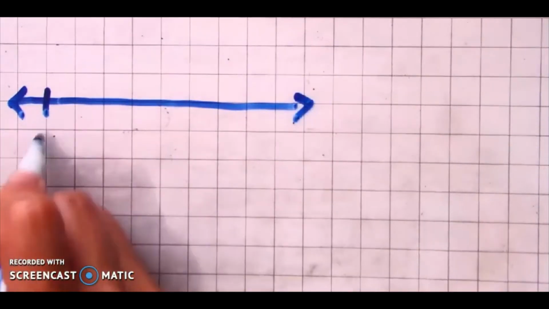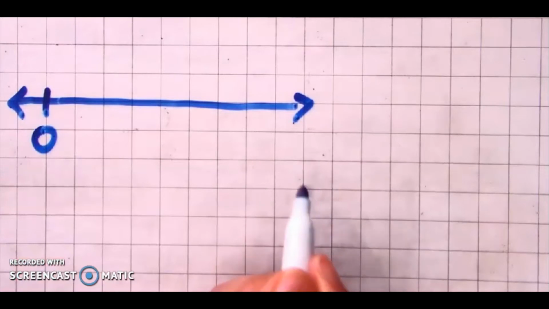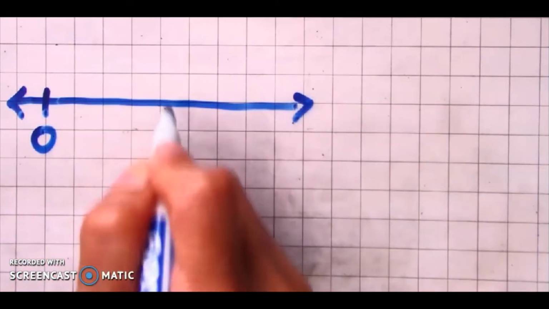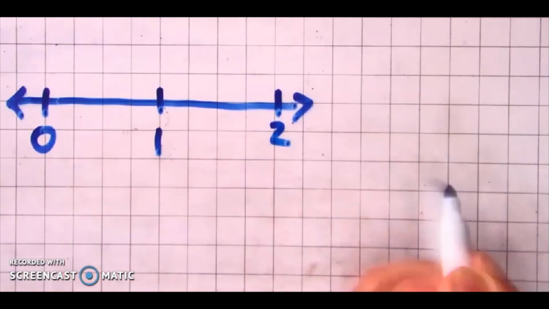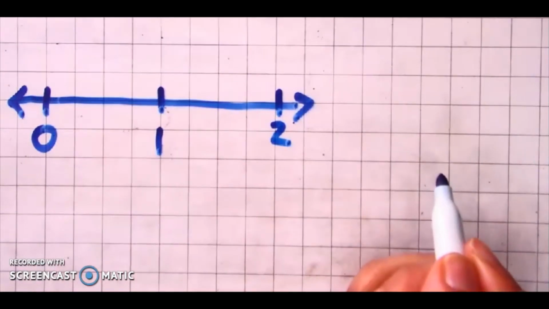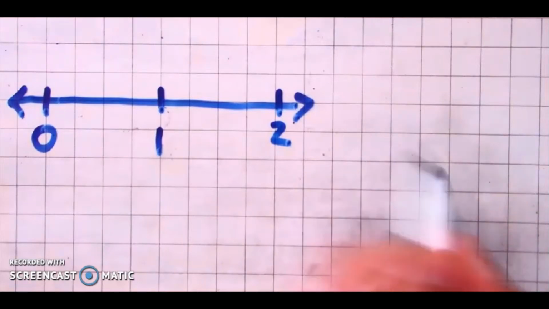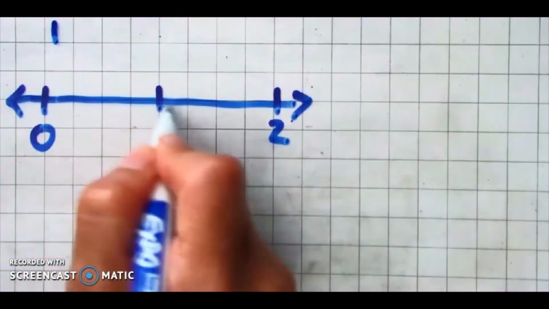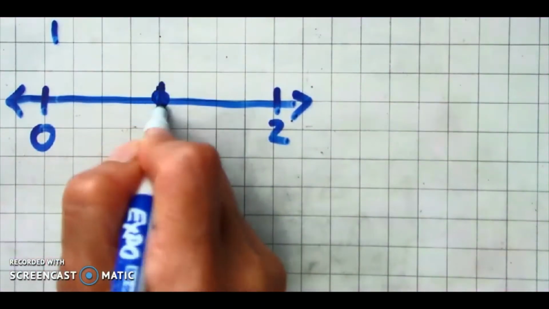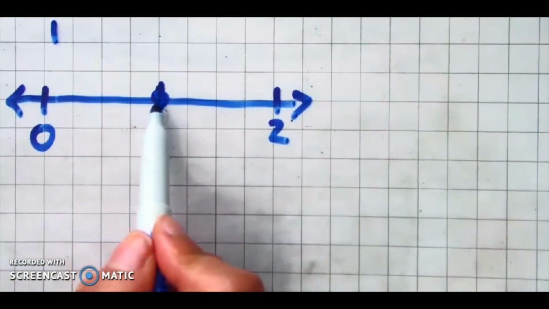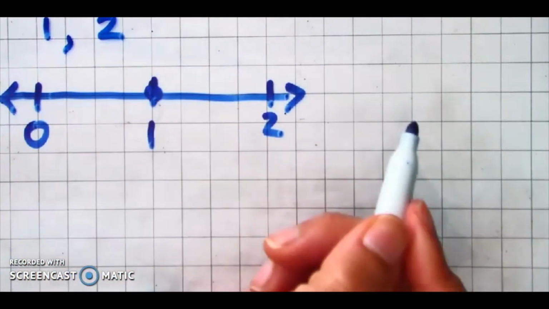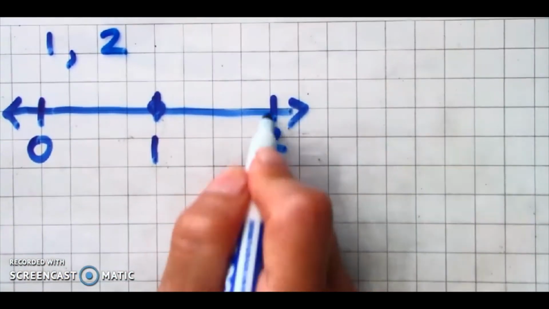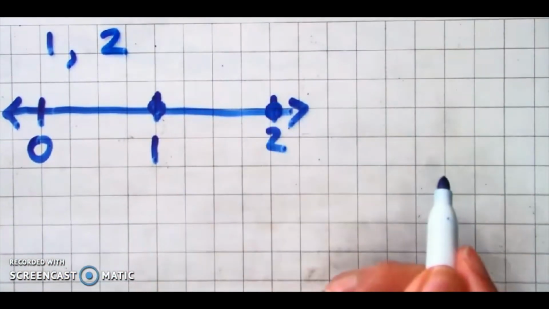I could start here at 0, and I could go to, let's say, here would be 1, and here would be 2. And if I was going to plot, let's say, the number 1, I would just pinpoint, find number 1, and that's where 1 is at. If I would plot the number 2, I would put a dot there.